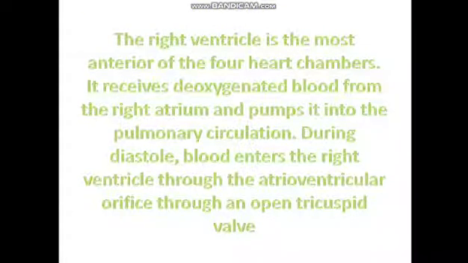The right ventricle is the most anterior of the four heart chambers. It receives deoxygenated blood from the right atrium and pumps it into the pulmonary circulation during diastole. Blood enters the right ventricle through the atrioventricular orifice through an open tricuspid valve.